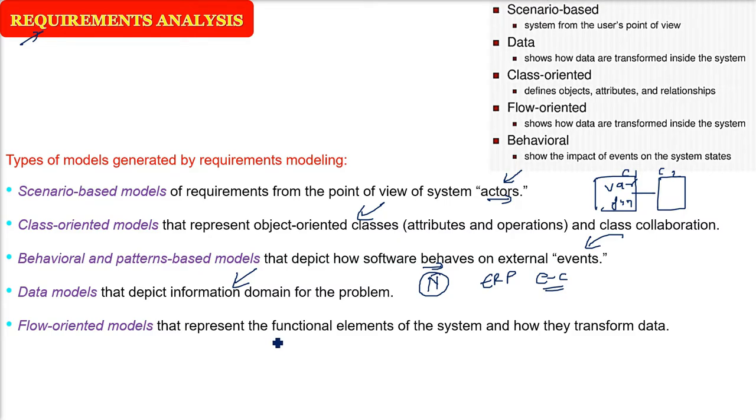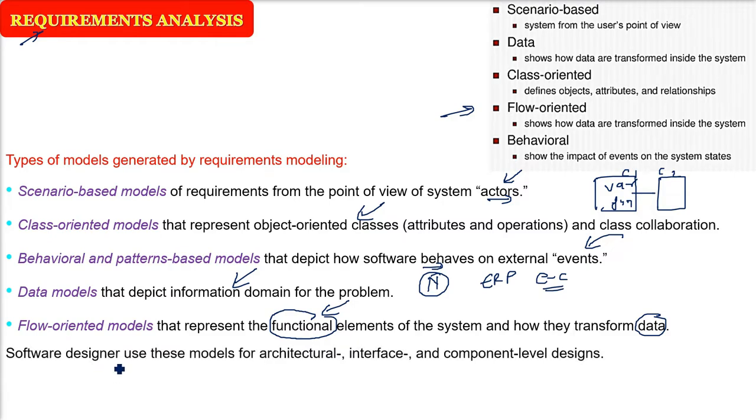Okay. Then we have the flow-oriented model. So this shows how data transforms inside the system, as I said. Which data? From the data model. So the flow-oriented model shows the functional elements of the system and how they transform the data. So flow-oriented shows how data are transformed by different functions. While the data transforms from one point to another, the functions are involved. So this is also being taken care of here.